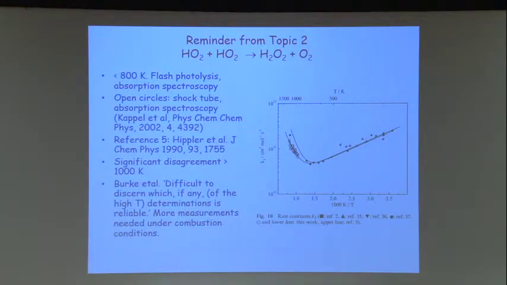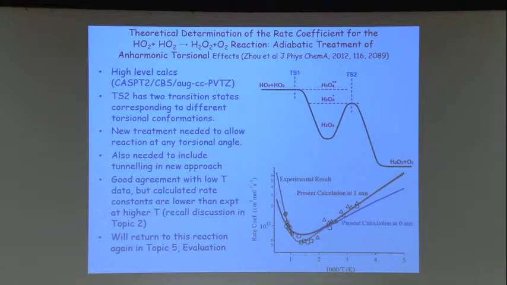These are measurements of the rate constant. And Michael Burke, in the reference I gave you yesterday, said it's difficult to discern which, if any, of the high temperature determinations is reliable. More measurements are needed under combustion conditions. But there has been a theoretical calculation of this system, and so this allows us to look at it more fully. And so they're high-level calculations, CASPT2.